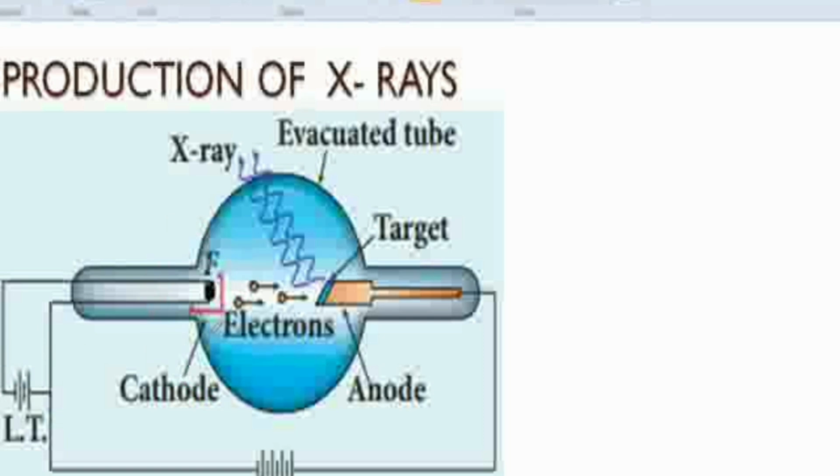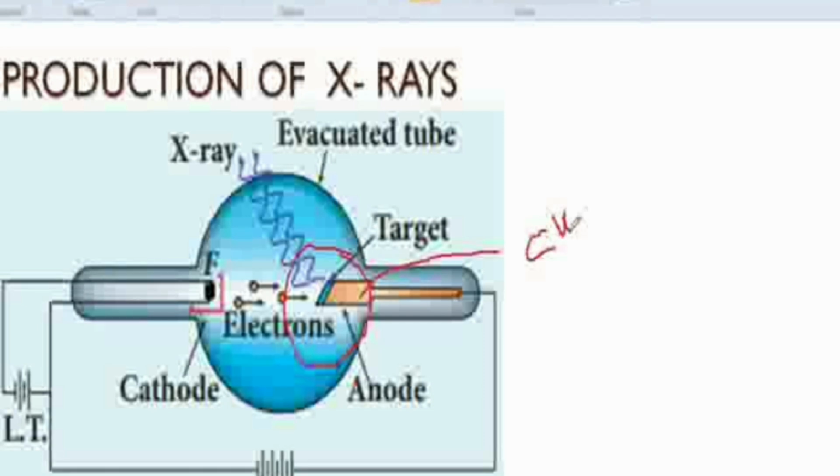Right? So after emitting the electrons, we apply another potential difference between the anode and cathode. Here it is connected to the negative terminal and this is the positive terminal. So it is connected to the two terminals, and a high potential difference is applied between the anode and the cathode. See here, the target material is here. In this target material, that gold color, this is copper.